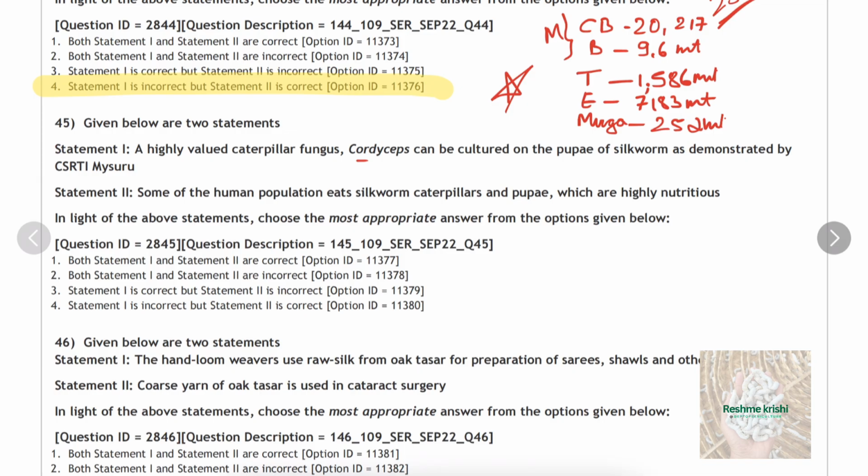A highly valued caterpillar fungus, Cordyceps, can be cultured on the pupa of silkworm, as demonstrated by CSRTI Mysuru. Some of the human population eat silkworm. We discussed this. This is true, and it is very nutritious. In India, the tribal parts of Assam, Mizoram, Nagaland, Arunachal Pradesh, the northeastern region, and in China, Taiwan, Indonesia, Malaysia, and Japan, it is a very popular food. So this is true, and yes, CSRTI has demonstrated this. So both statement 1 and statement 2 are correct.